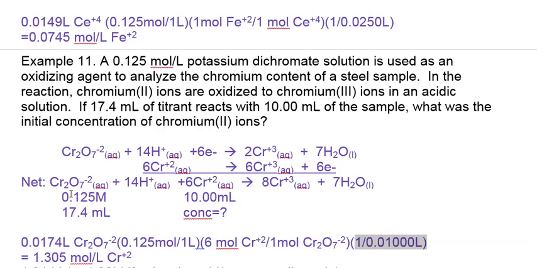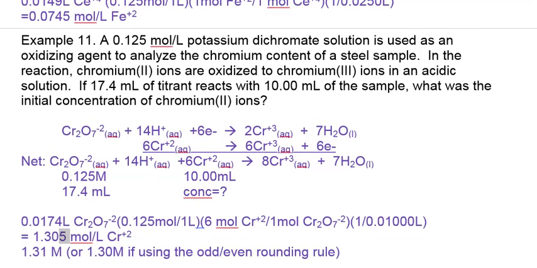If we look at our significant figures, we've got 3 here, 3 in both parts of our dichromate, the concentration and the volume. We've got 4 in the volume of the chromium ions, so we want to round that to 3 sig figs. This is one of those rare scenarios where we would get a different answer using the odd-even rule than not, because we end up having exactly 5 following it. So I would accept either 1.31 moles per liter or 1.30 moles per liter, depending on whether you're using our typical rounding or the odd-even rule rounding.